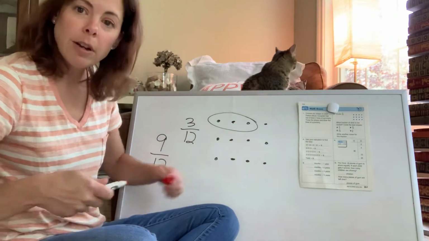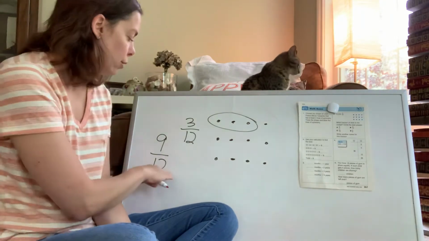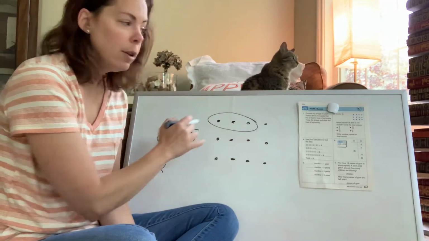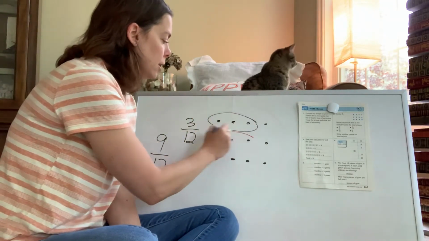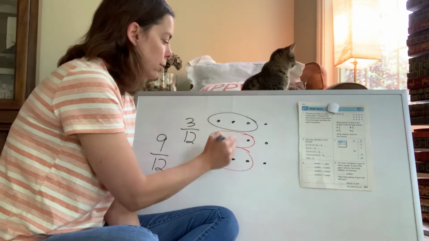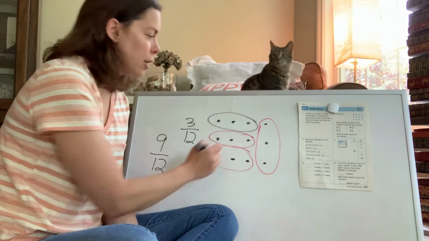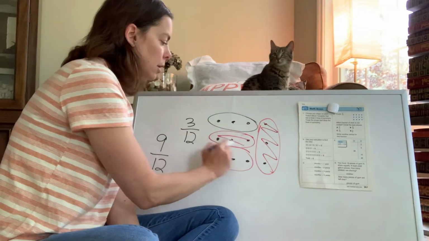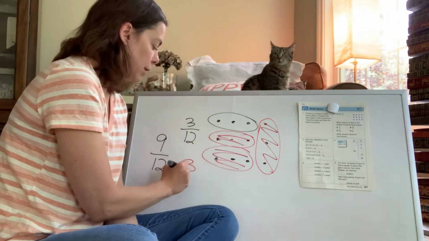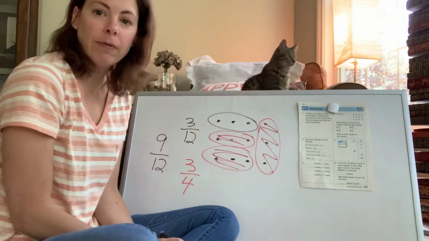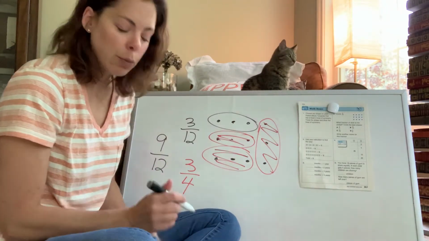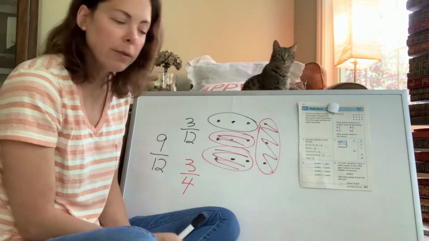But then it says write another name for that fraction. What's another way to say 9/12? Well, we could put our 12 dots into groups of 3. 1, 2, 3, 4. And then how many are not shaded? This one, and this one. So it became 3/4. We turned our 12 dots into 4 groups of dots.